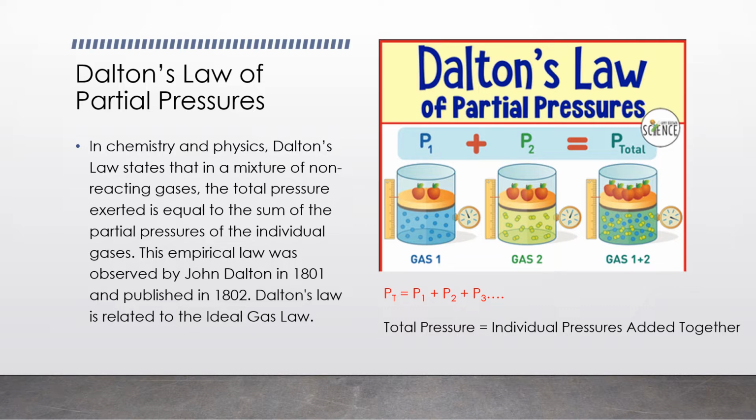This tells us that in a mixture of non-reacting gases, your total pressure is going to be equal to all of the pressures added up together. So it's a very simple equation, very simple concept. Your total pressure equals all of the pressures of the individual gases added together.